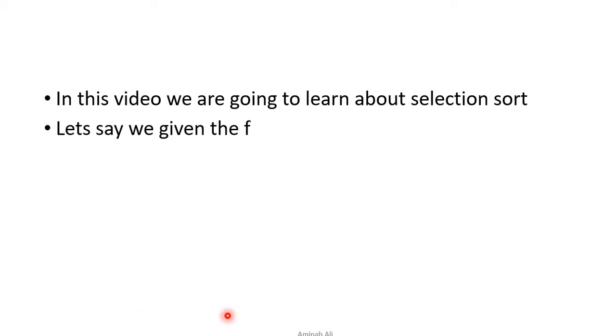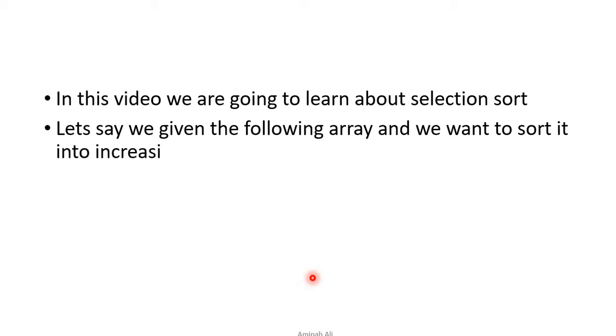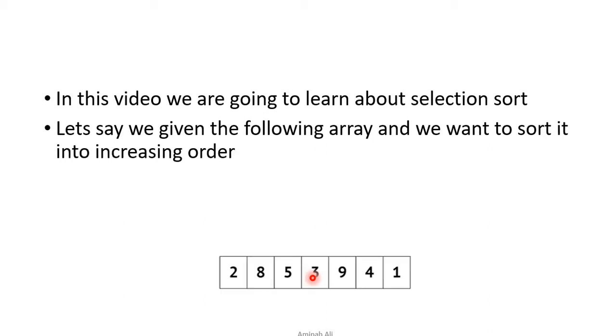Let's say that we are given the following array. We want to sort it into increasing order. Let's suppose that this is our array which is not sorted and we want to sort it in increasing order. This is just the basic concept of selection sort. We are not going to look into the code, but we are going to look into the main idea of how selection sort works.